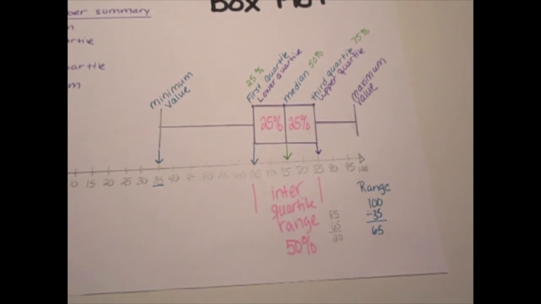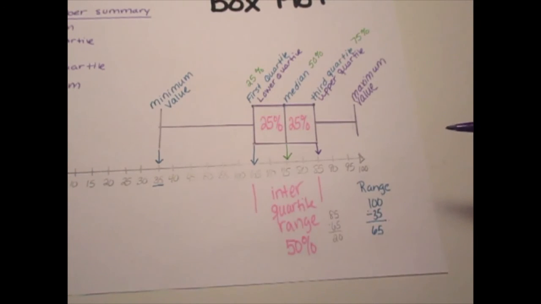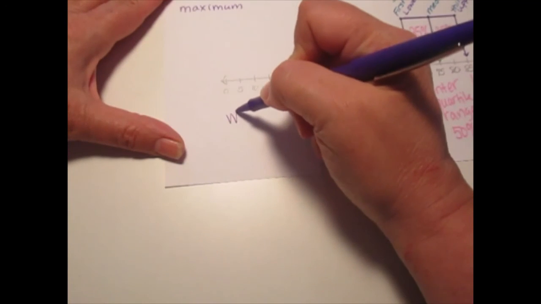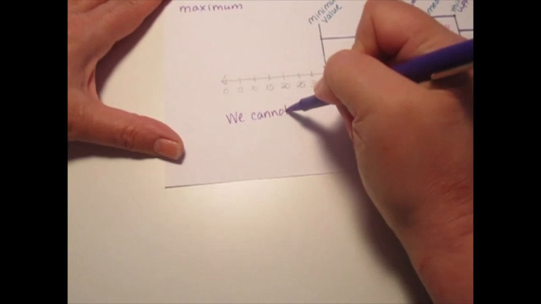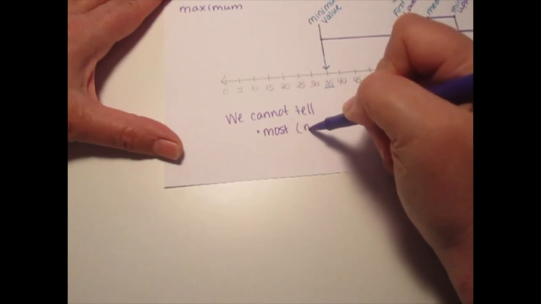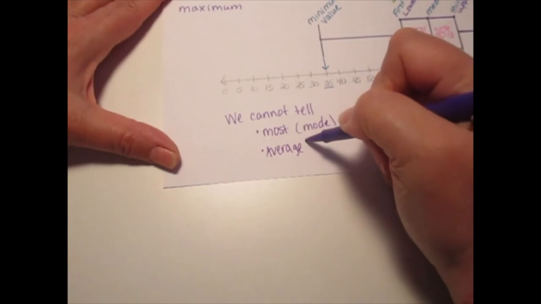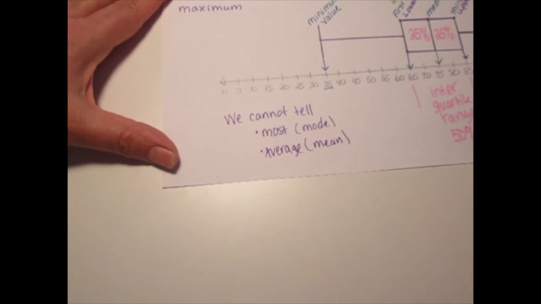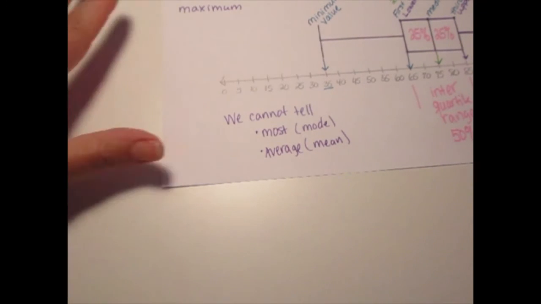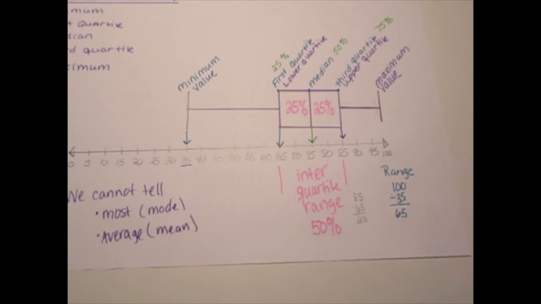Okay, what is not mentioned here? Okay, what can we not tell from a box and whisker plot? Okay, we can tell the minimum, the maximum, 3 quartiles, and the median. We can get a lot of information with the range. What we cannot tell is which items appear the most, which we call the mode, and we cannot find the average, and that's called the mean. Two words we're going to discuss tomorrow. Okay, so we cannot tell anything other than quartiles, percentiles, and the median. Okay, but we have a lot of information that we can get from that box plot.